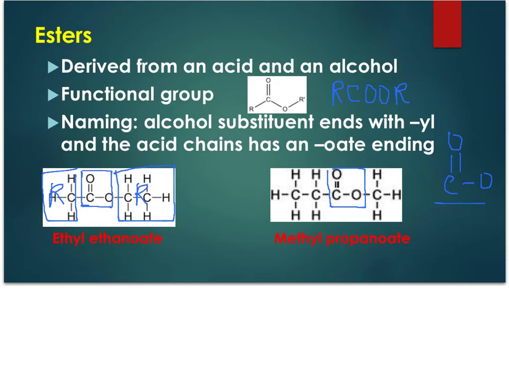Okay, and we name them based on the substituent groups. We choose the longest carbon chain and replace the E from the alkane name with OATE. So they're always going to end with OATE. So for example, we have our ethyl ethanoate and we have our methyl propanoate. Sorry, this is methyl ethanoate. Why did I write ethyl? Because we have one carbon in, so this is methyl, and this is our ethane. Alright, ethane, so ethanoate, methyl ethanoate.